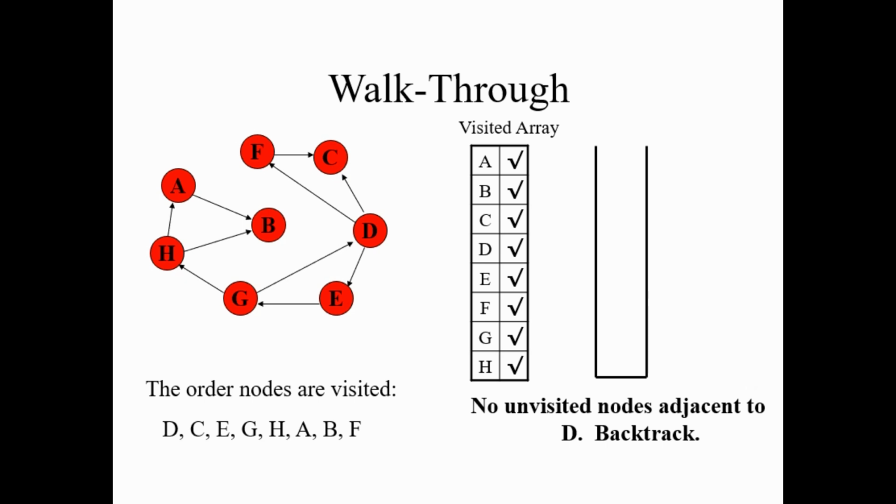And this is where your depth first traversal is done. These are the orders in which we have visited the nodes. First we started with D, then C, then E, then G, then H, then A, then B, and lastly we visited F. This is how the depth first search algorithm works.